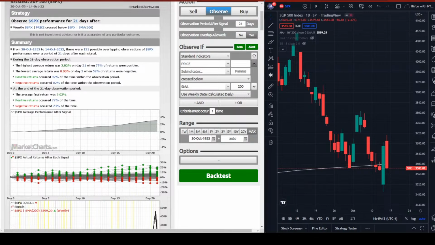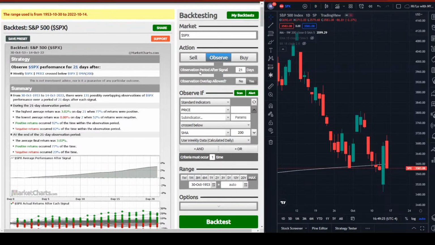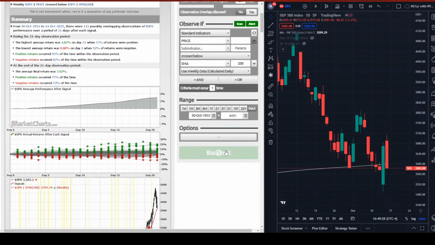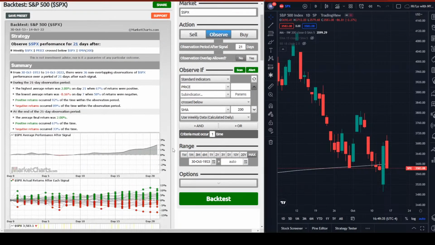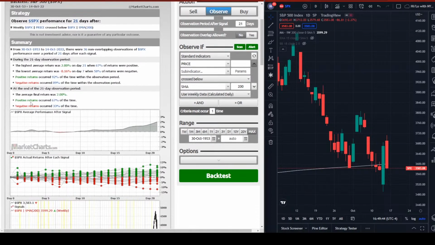So no longer are we looking at 50-50 chances. Now it's about 3/4 of the time we see positive returns, and about 1/4 of the time we see negative returns. Now what about on a non-overlapping basis? Non-overlapping would be it crosses below the 200-week SMA, and if it happens again within the next 21 sessions, we do not count that as another new occurrence. In that study, 67% of the time there were positive returns after a month, and about 33% of the time we had negative returns. Again, the final average return was around 2%.